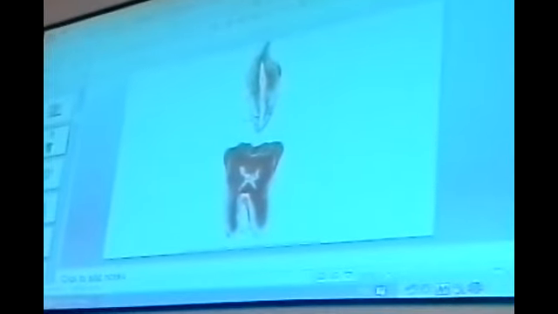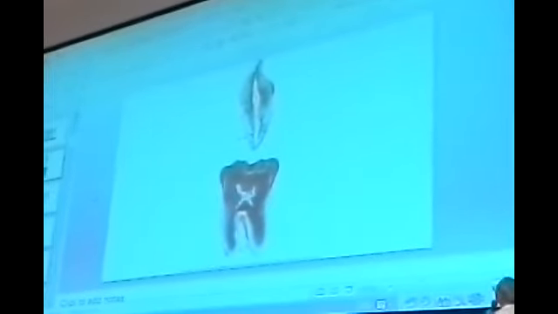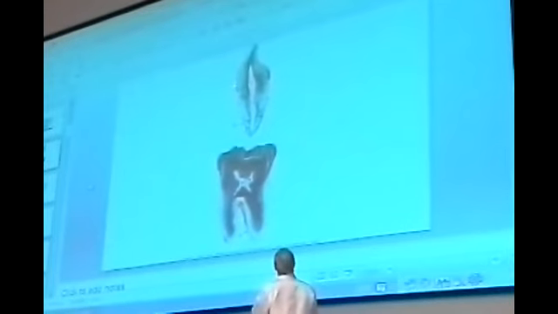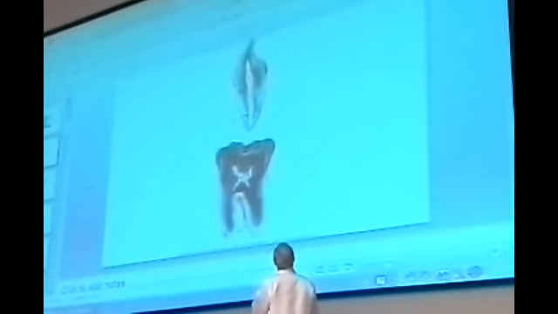Another slide, same information. This is a tooth. This is an incisor tooth and this is a premolar or molar tooth. What forms the main mass of the tooth? It is the dentine. Okay, what is the hardest material in the tooth?